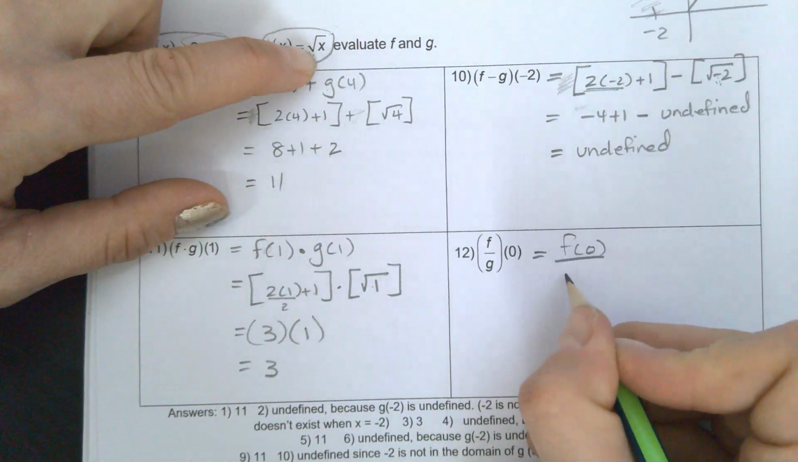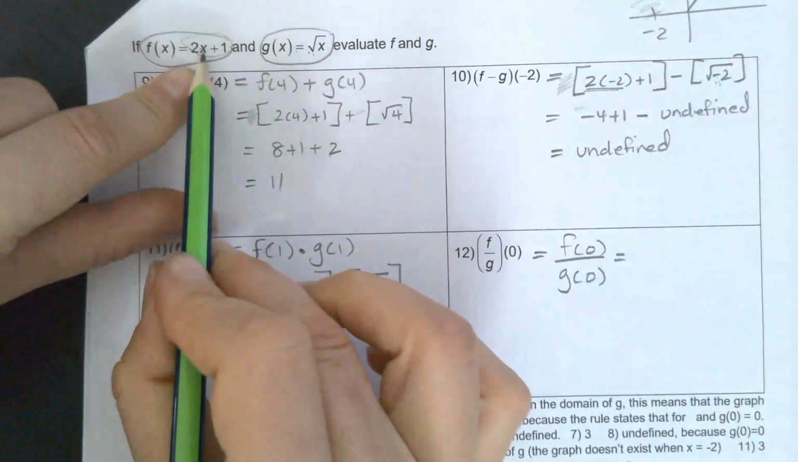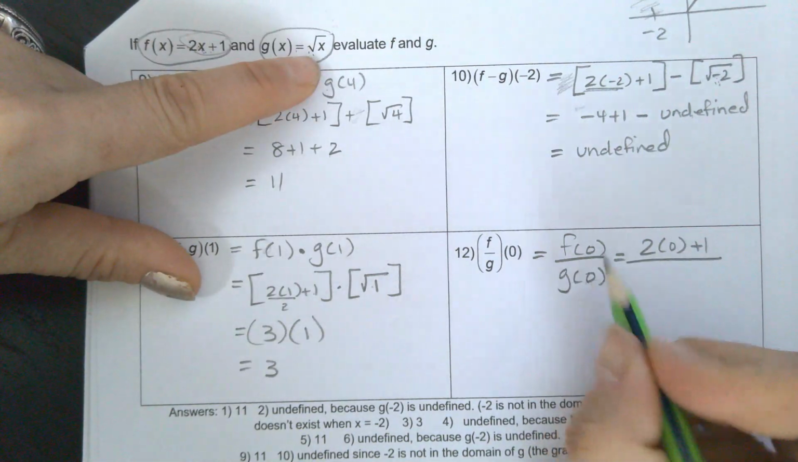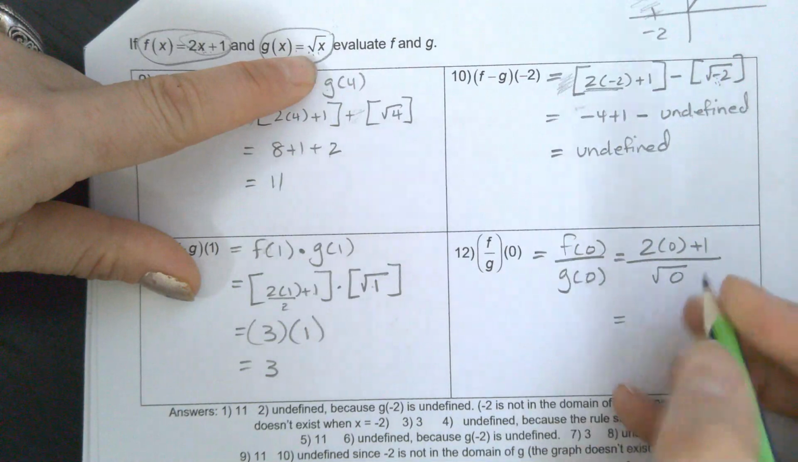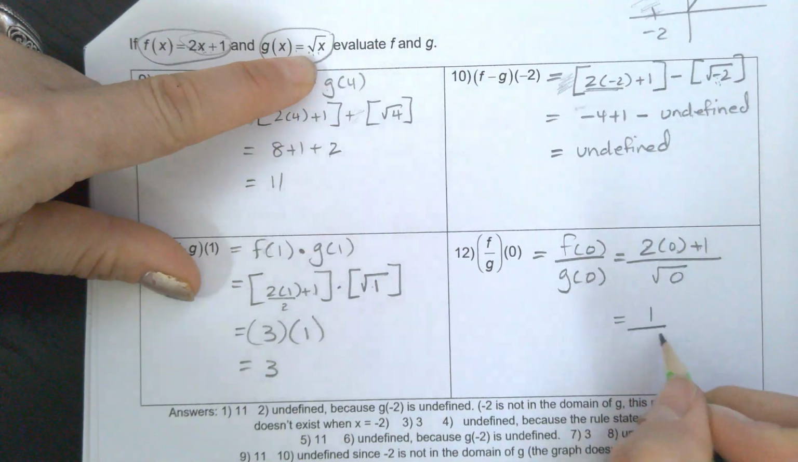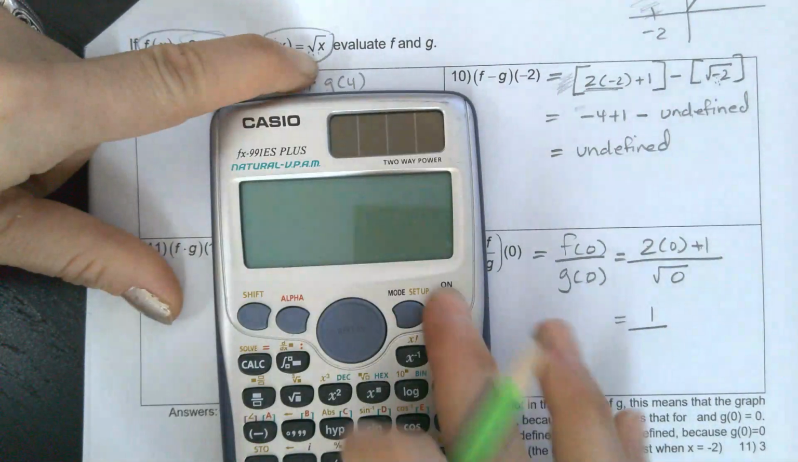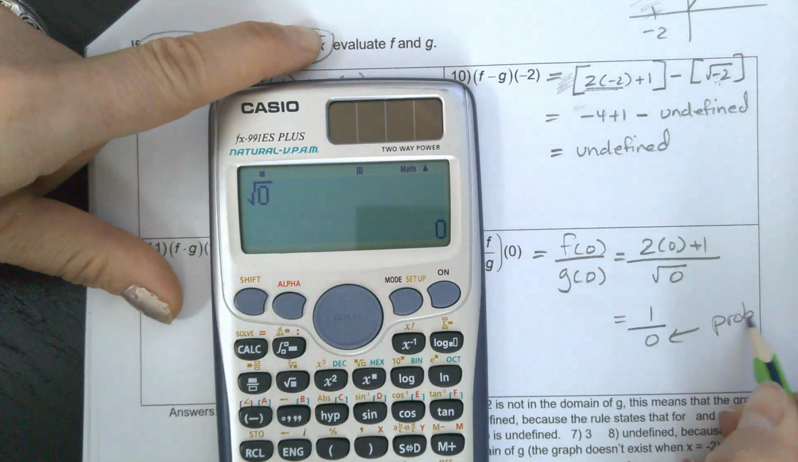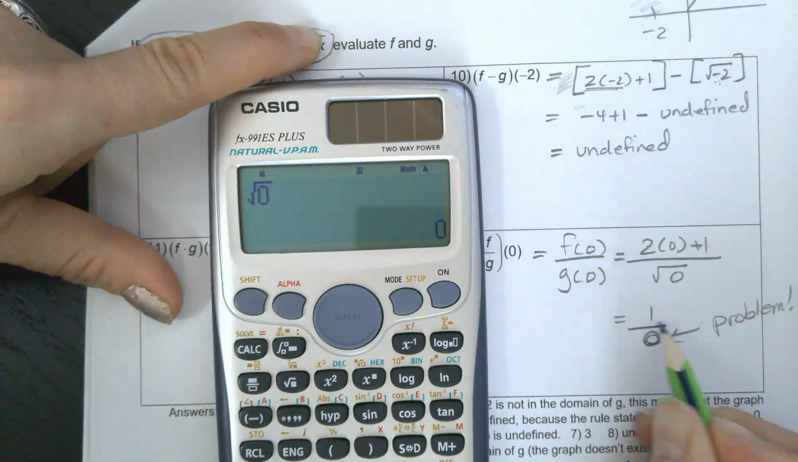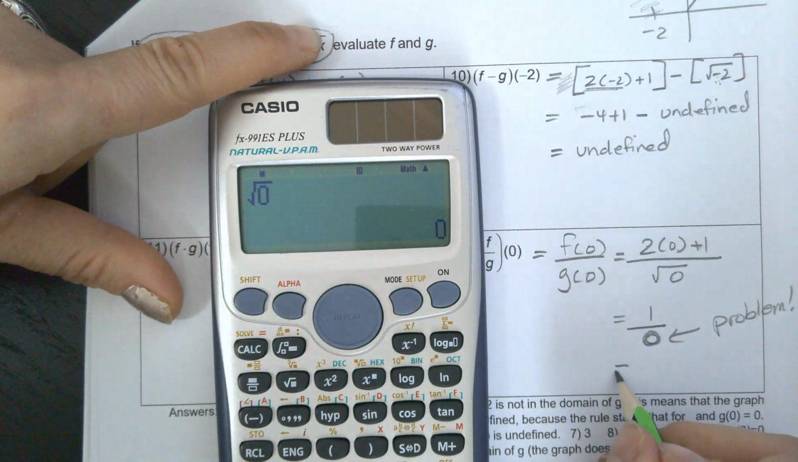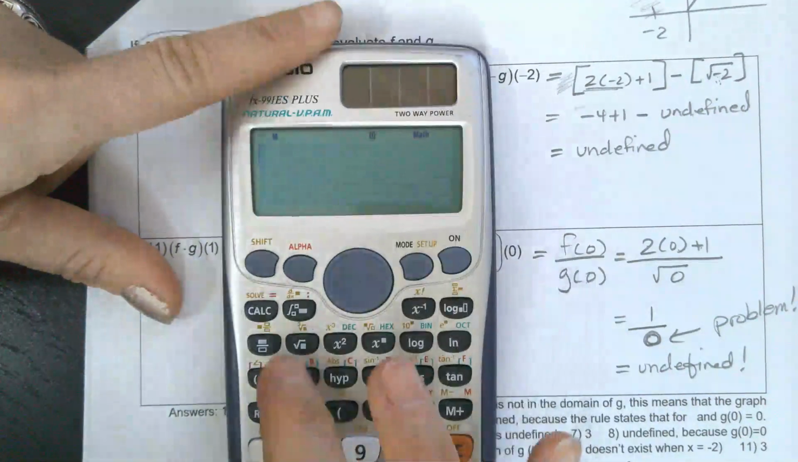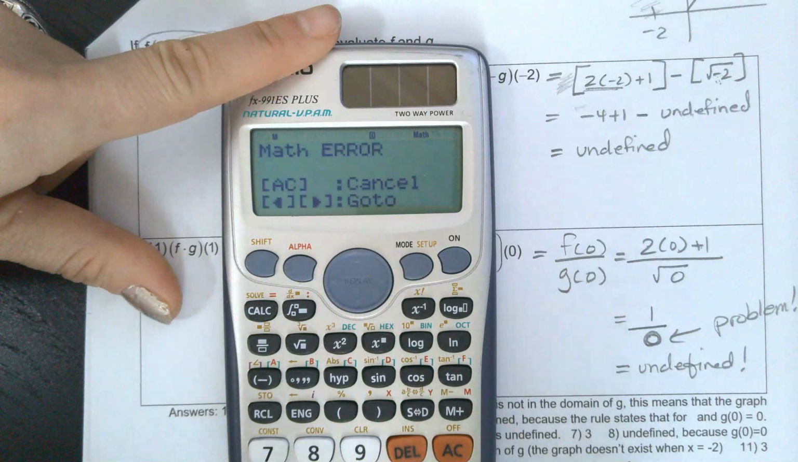f of 0 divided by g of 0. So I'm going to put a 0 in here. So that's 2 times 0 plus 1. And I'm going to put a 0 in here. So 2 times 0 is 0, so I have a 1 on the top. Square root of 0. Well, that's 0, but if you forget, let's check. Yep. Oh, problem. Am I allowed to have a 0 in the bottom of a fraction? No. So I have to say undefined. Okay. If you forget, you can just go 1 over 0. Yeah, there's an error. Okay.